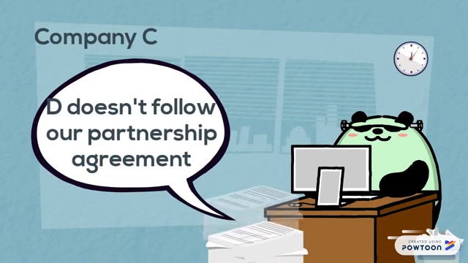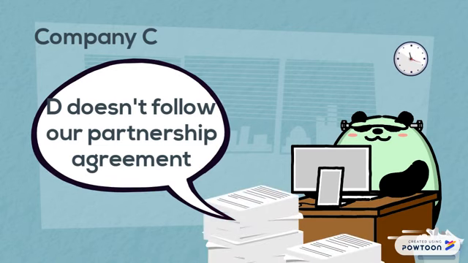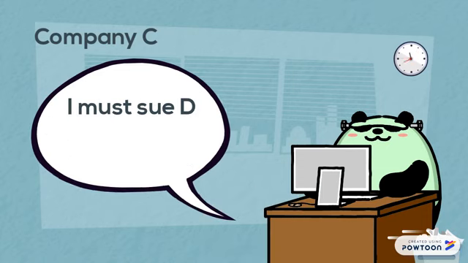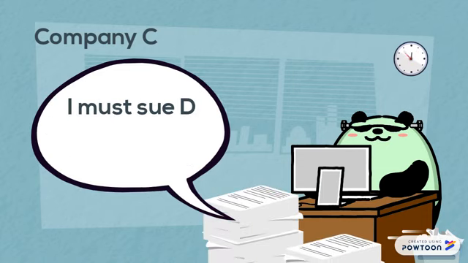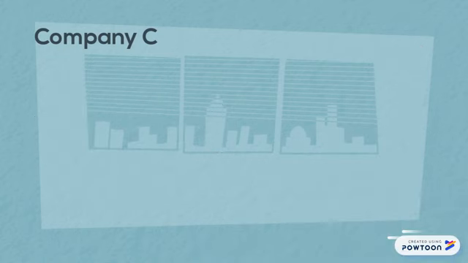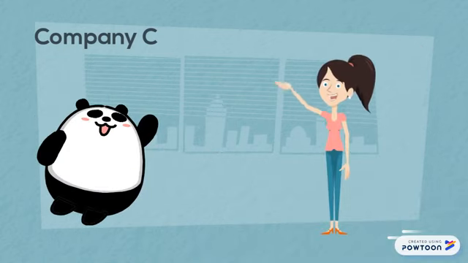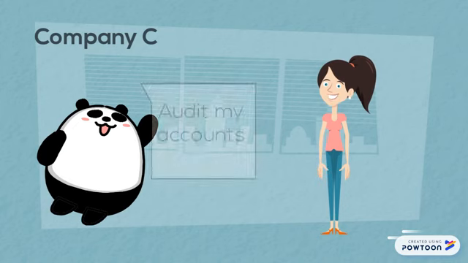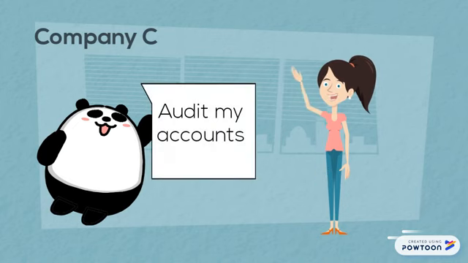D doesn't follow our partnership agreement to divide the assets, and they are not willing to pay their portion of liabilities. I must sue D for breach of contract. Let me find Susan, the auditor, to help me audit my accounts. I wonder what D will do to respond.